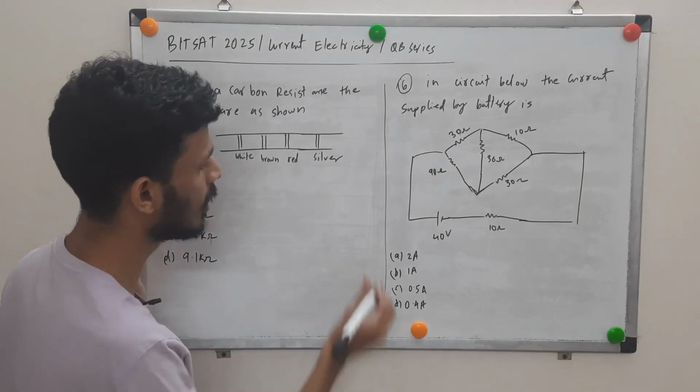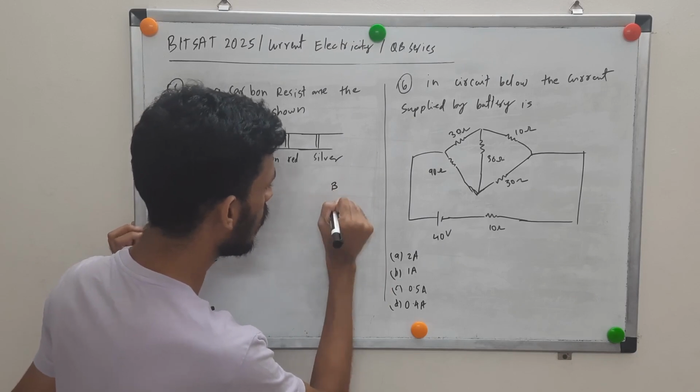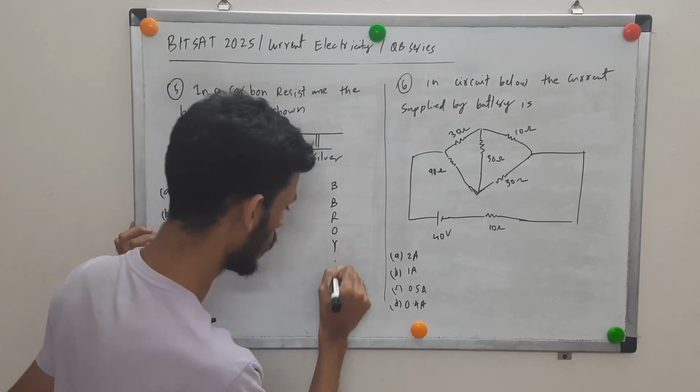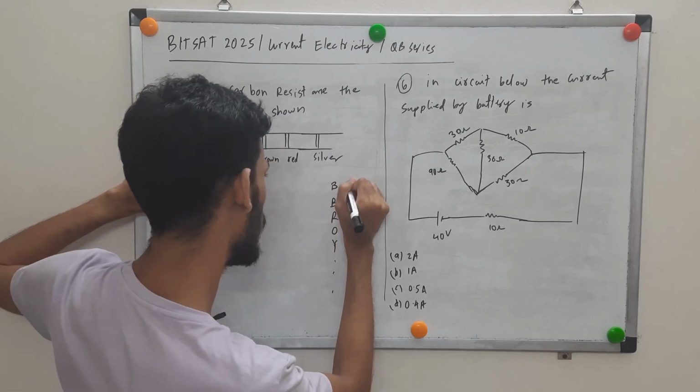The bands are given, the colors are given. So what is the way to remember it? B.B. Roy of Great Britain has a very good wife. Okay, no judging over here. So B.B. Roy. So first is the black one.